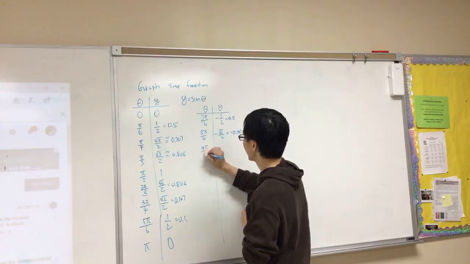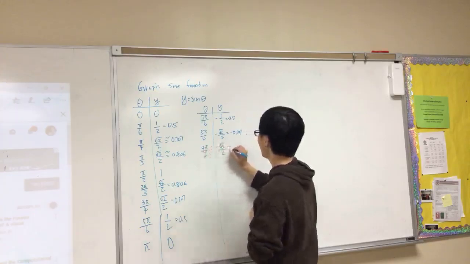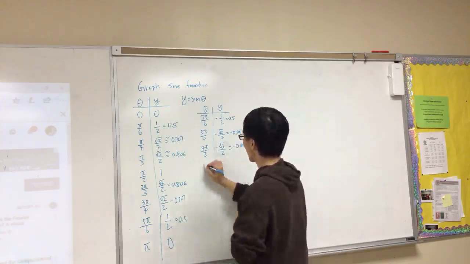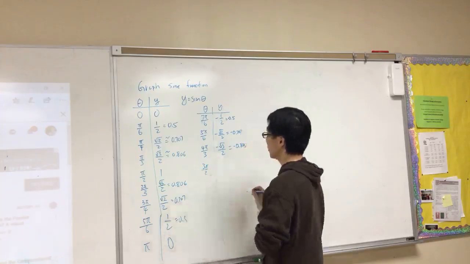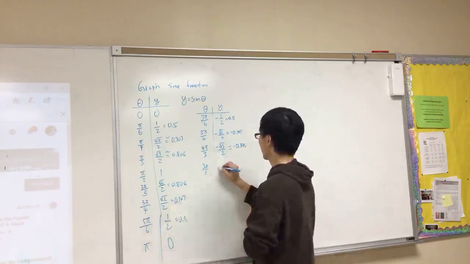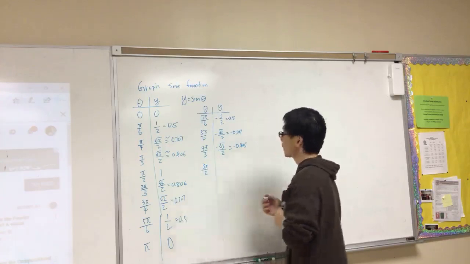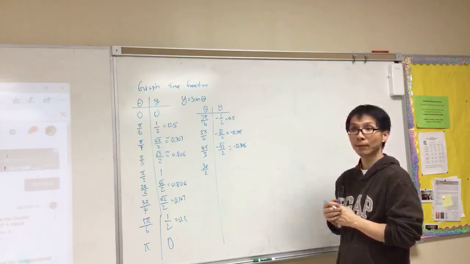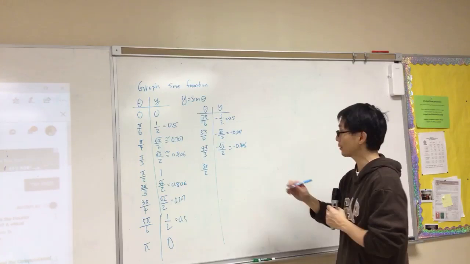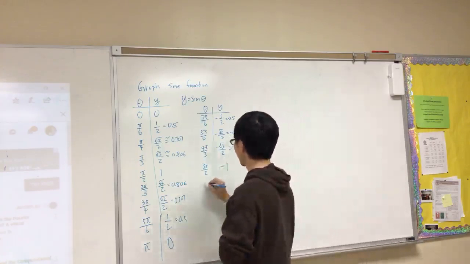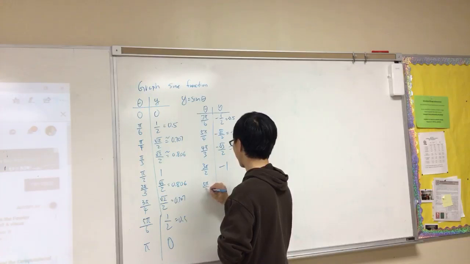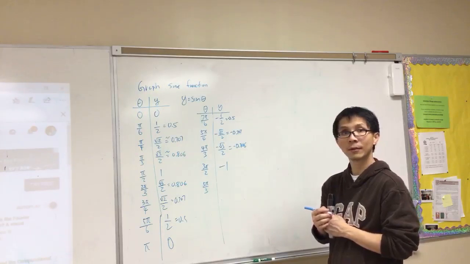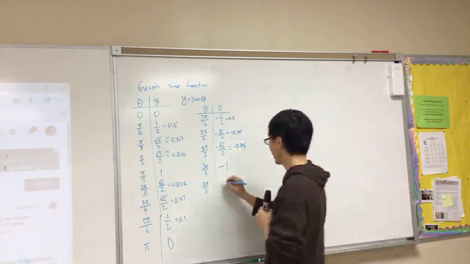What's the next one, 4 pi over 3? Negative square root of 3 over 2. Good. So that's negative 0.866. And 3 pi over 2, what's sine of 3 pi over 2? Think about it on the bottom. Negative 1, thank you. So it's negative 1 here. And 5 pi over 3? Radical 3 over 2, good.